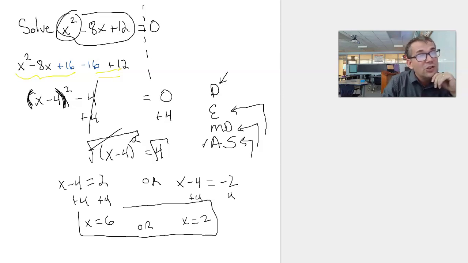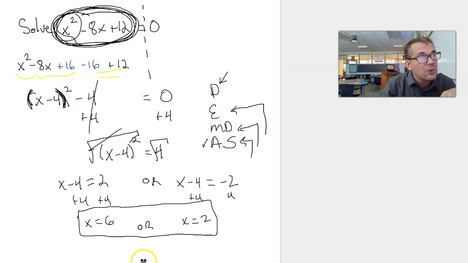Now if you wanted to check your work on this, you could graph the original problem, and you will see that when x equals 6, y equals 0, and when x equals 2, y equals 0. So it's going to work that way as well. Hope that helps.